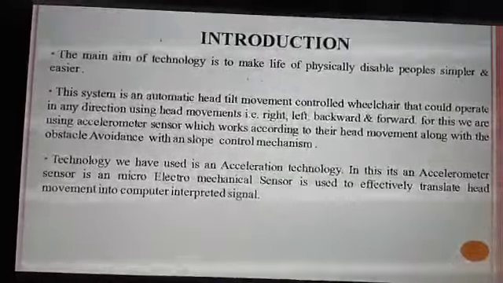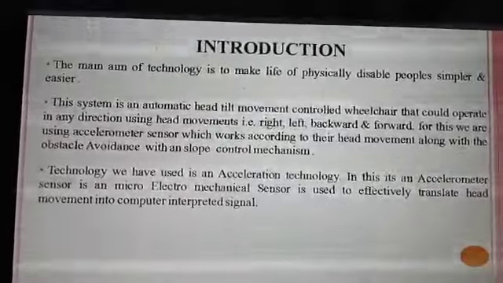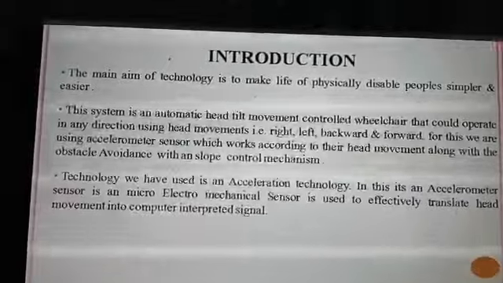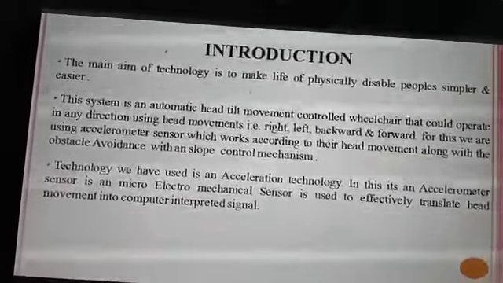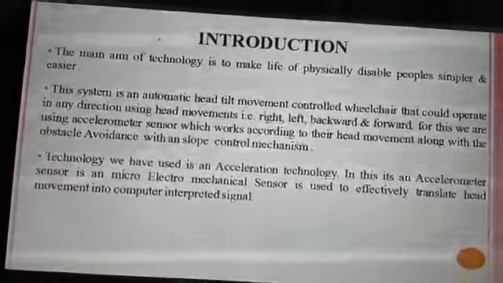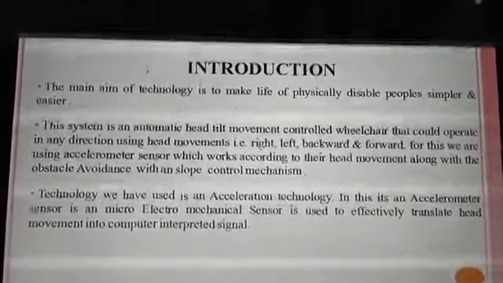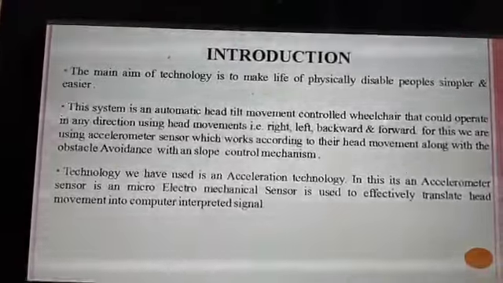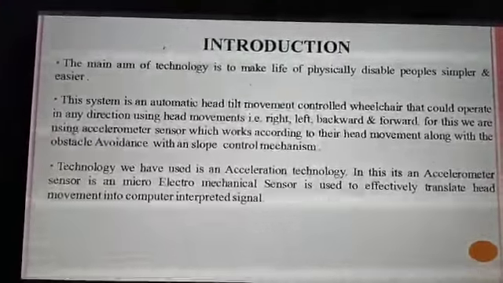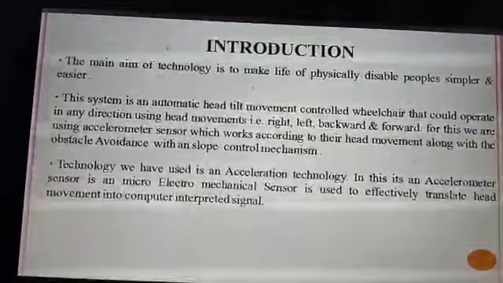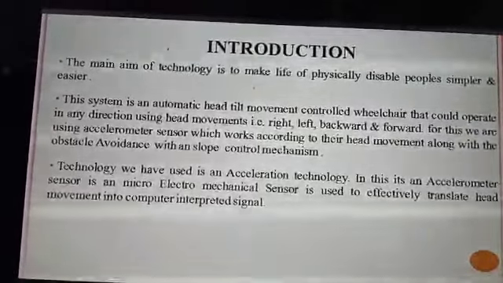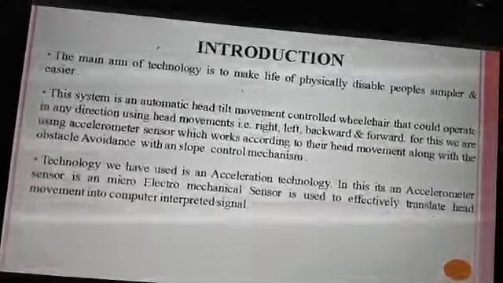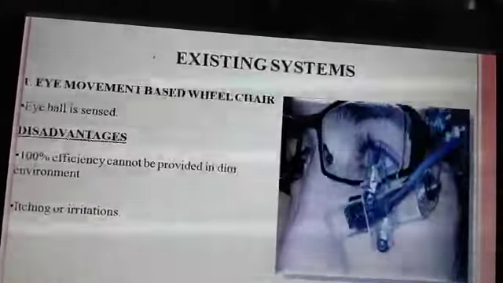The system is more flexible than the existing systems. It is able to work not only on the normal surface, but it is also able to operate on the sloped surface by controlling the speed of the wheelchair. That is the main feature we have added in our system. The technology we have used here is acceleration technology. It is an accelerometer sensor, MPU6050, a micro electromechanical sensor used to effectively translate the head tilt motion into the appropriate computer signals.